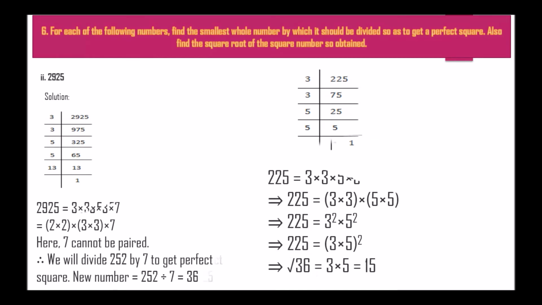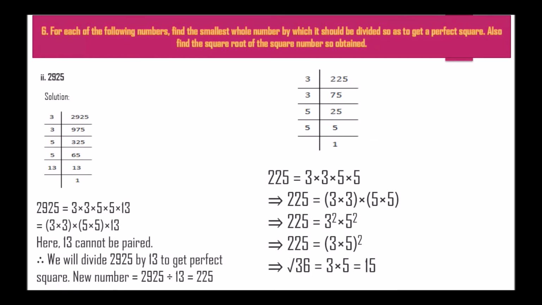Next, 2925. If we do it with the prime factorization method, we can see that 13 cannot be paired. So we will divide it by 13. So we will get 225. Again, we will do the prime factorization method to find the square root. So it is 15.